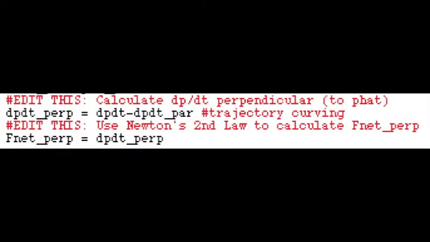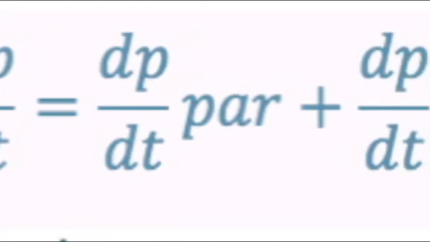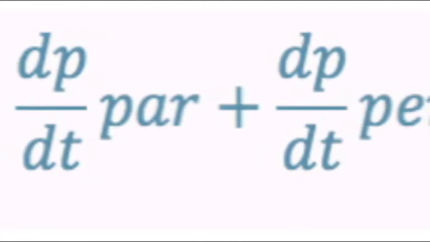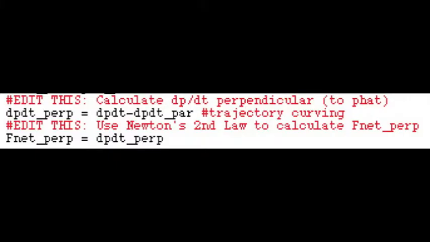To get F net perpendicular, I found the change in direction, or dp over dt perpendicular. Solving for this is easy now because we know the change of momentum as well as dp over dt parallel. Since the change of momentum is equal to the sum of the dp over dt parallel and dp over dt perpendicular, we can solve for the dp over dt perpendicular using this equation, and then finally set it to F net perpendicular.